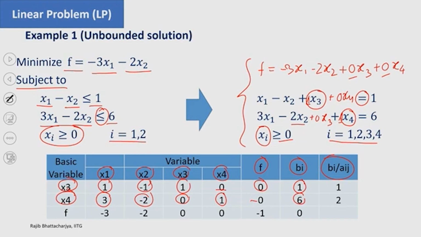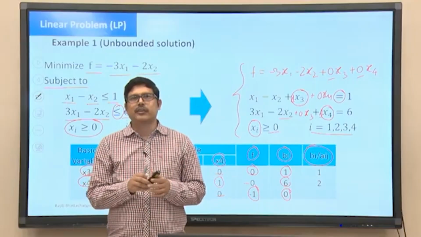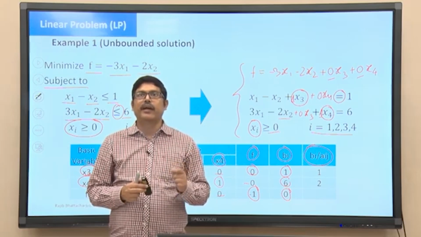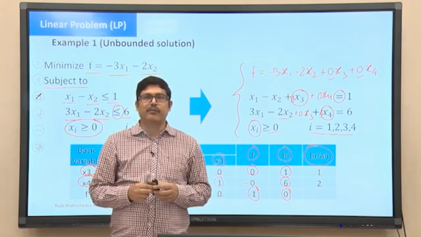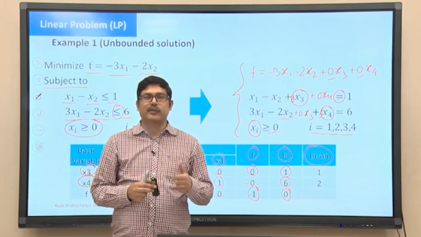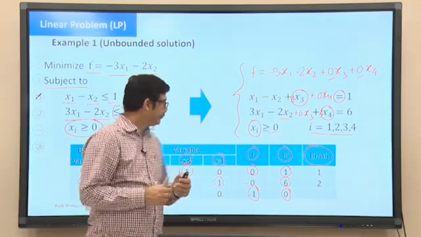The objective function has coefficient of x1 as minus 3, for x2 minus 2, then 0, 0, this is minus 1, and the right-hand side is 0. Now, we have to look at the last row, that is the objective function row. Is there any negative coefficient? In this particular problem, yes, we have negative coefficients for x1 and x2.